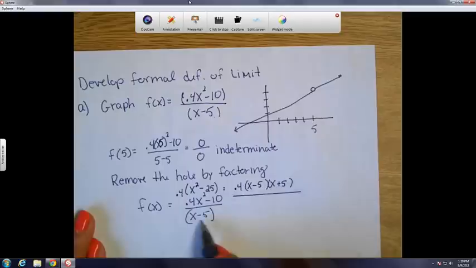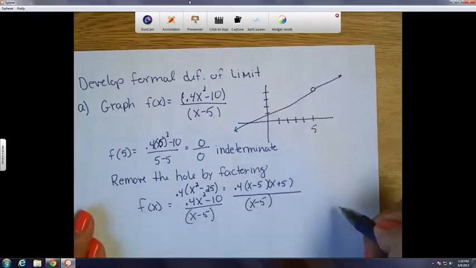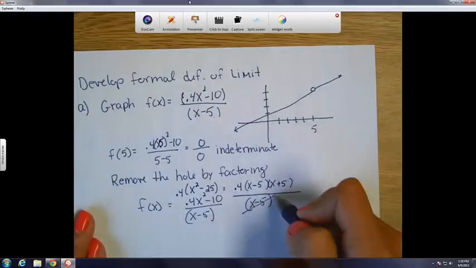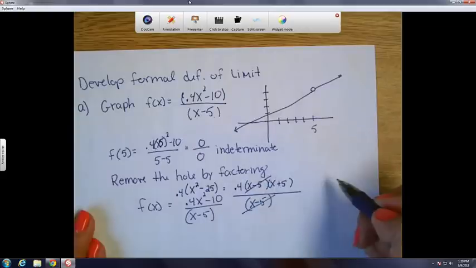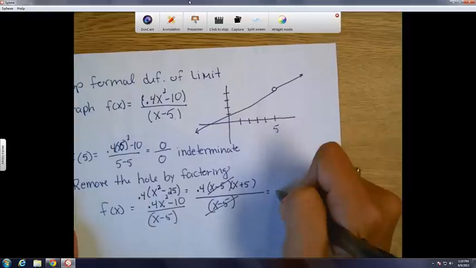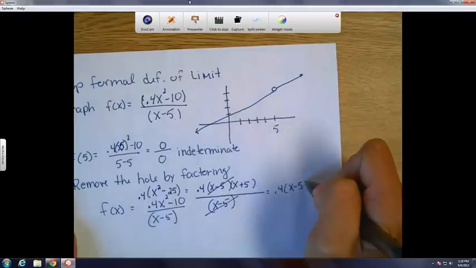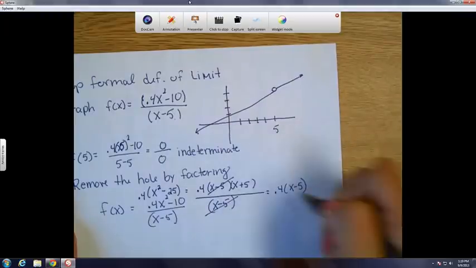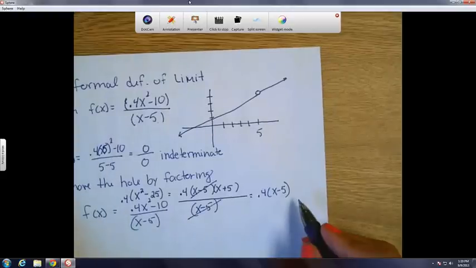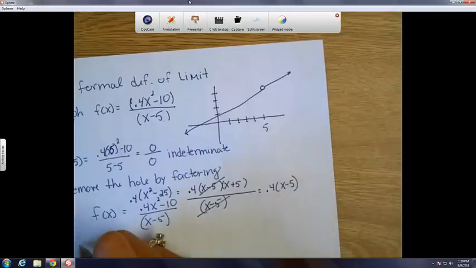The denominator is x minus 5. You can cancel those out, and you're left with 0.4 times x minus 5. Okay, so why did I do all that business? All to help me find the limit. So I want to know, is there a limit as x approaches 5 of f of x?